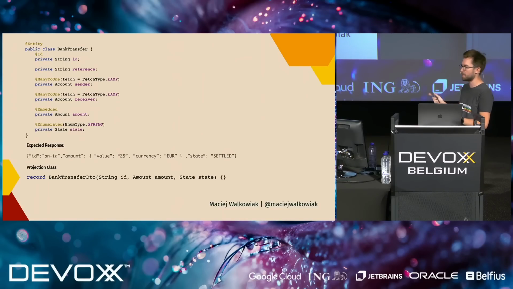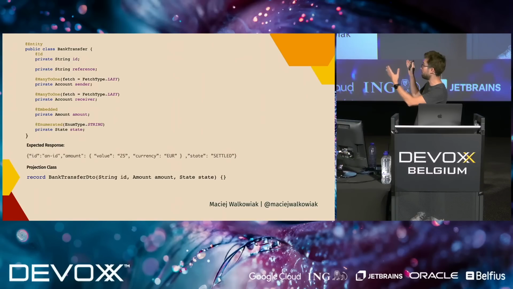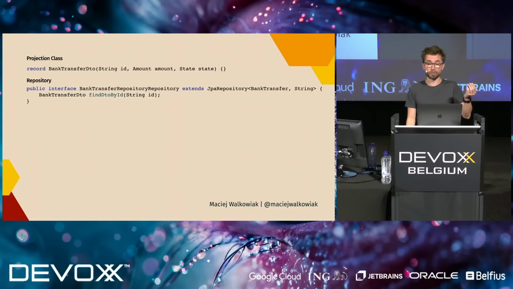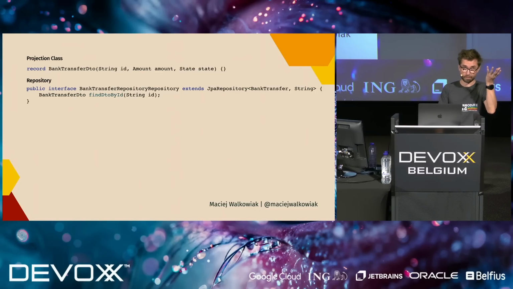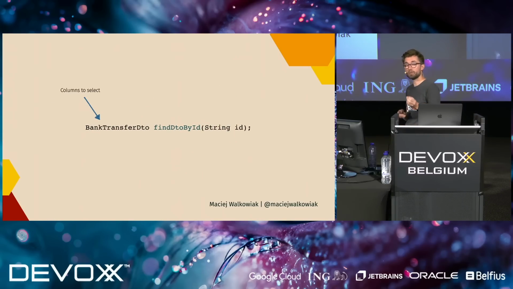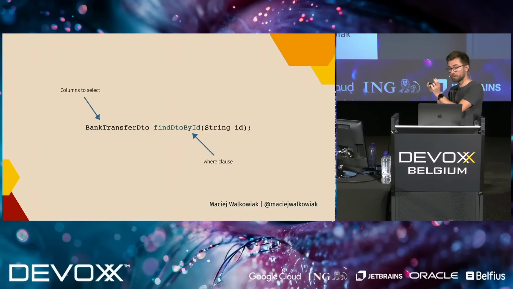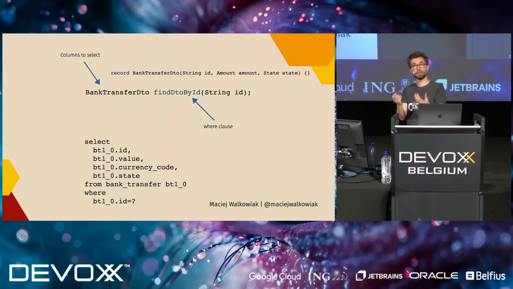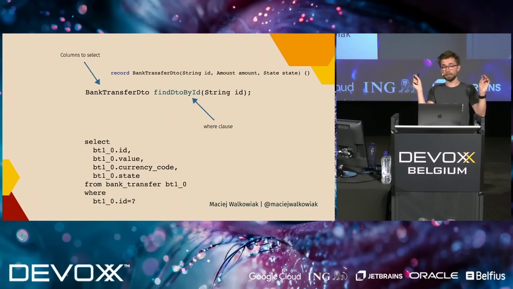We can create a projection class, or even better, a record, and define which fields we are interested in, then create a repository method that returns this type, and Spring Data is able to figure out what it should do. So it looks into the structure of the DTO. It looks at the method name to find what the where clause is, and just as a reminder, that's how the DTO looks like. And then it will create a query that contains only the data that we need. So you eliminate this problem of fetching more data than you actually need.